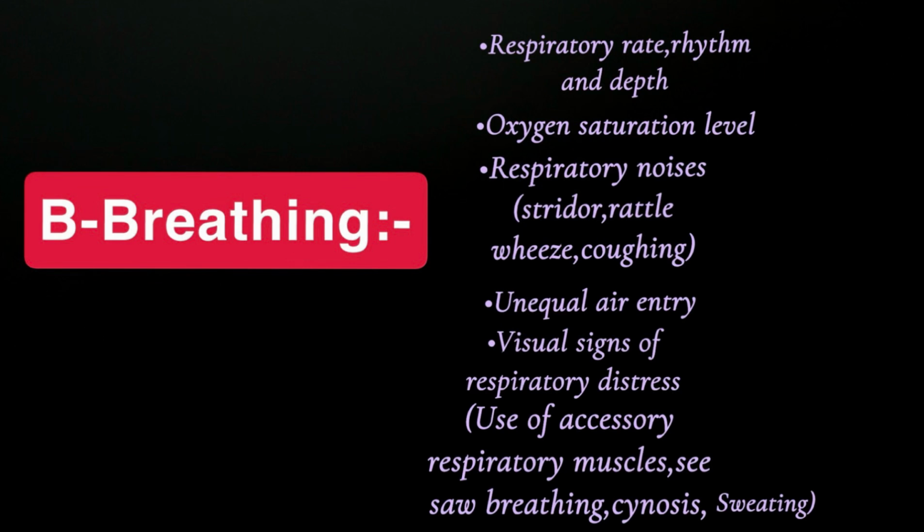So next thing what we check in breathing is unequal air entry. So normally how we check unequal air entry, we place our hands on patient's chest and see if there is any unequal air entry. So what we're gonna do, we will ask the patient, okay John, can I place my hands on your chest to check if there is any unequal air entry?